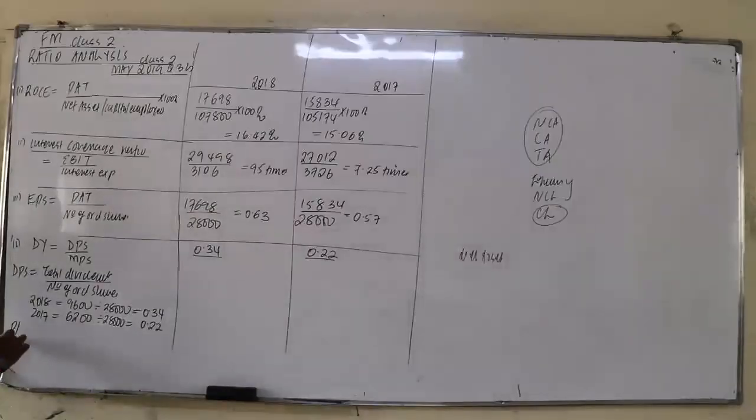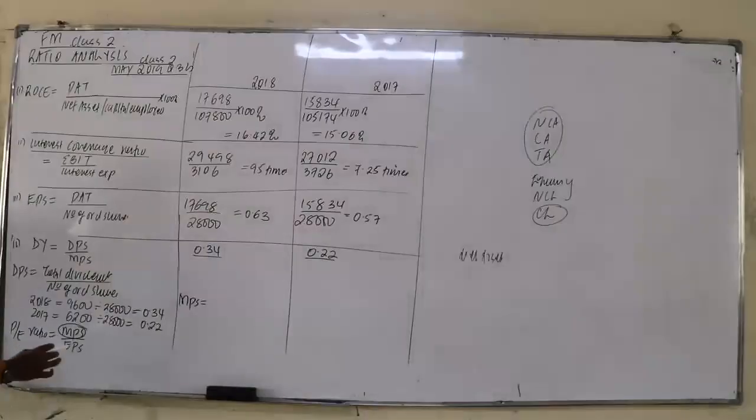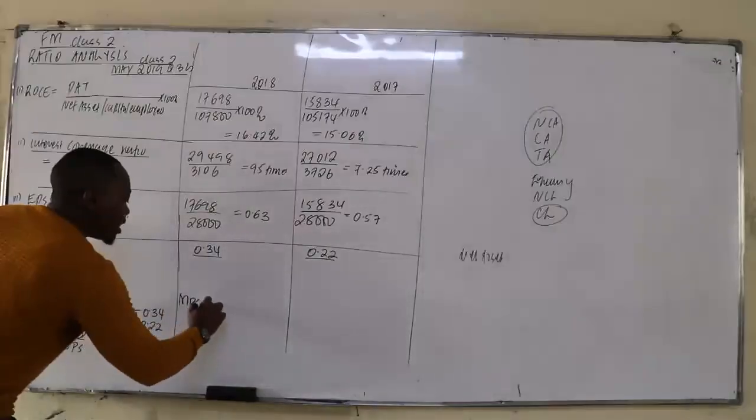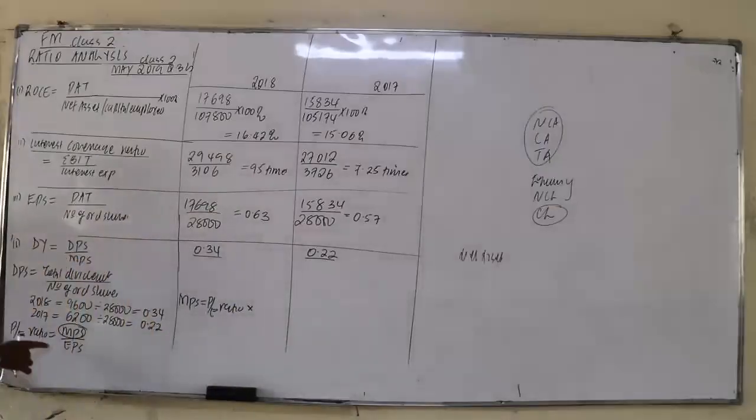So how do we get the price earning ratio? It is the market price per share over the earnings per share. We have the price earning ratio and we have the earnings per share, so what we need is the market price per share. You make it the subject and cross multiply. So we take the price earning ratio and multiply by the earnings per share.